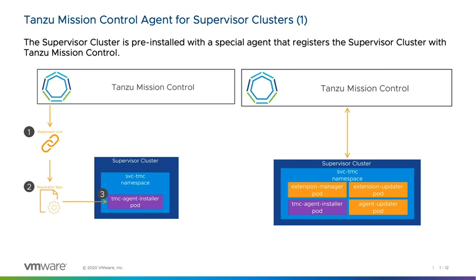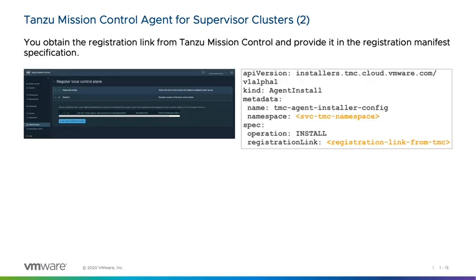Additional pods will be deployed to the svc-tmc namespace, and the supervisor cluster is registered with Tanzu Mission Control. Supervisor Cluster version 1.18.2 and vSphere 7 Update 1 are required. You obtain the registration link from Tanzu Mission Control and provide it in the registration manifest specification. You also need to specify the svc-tmc full namespace name in your environment.